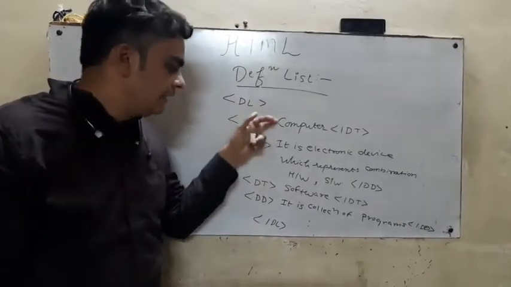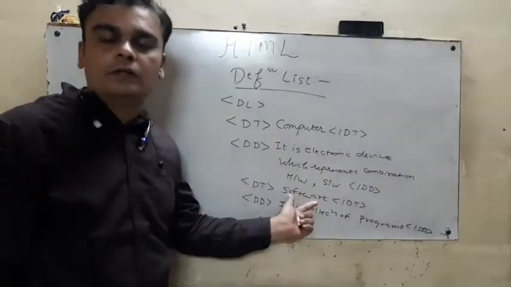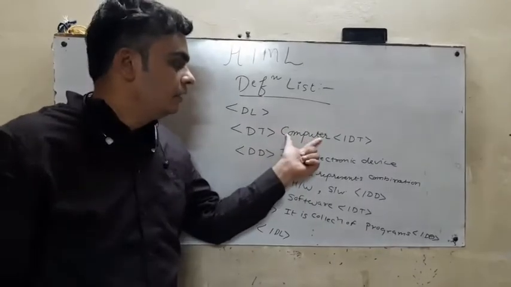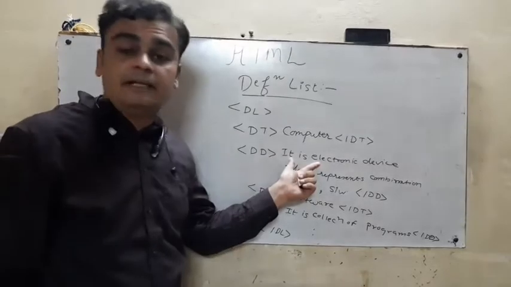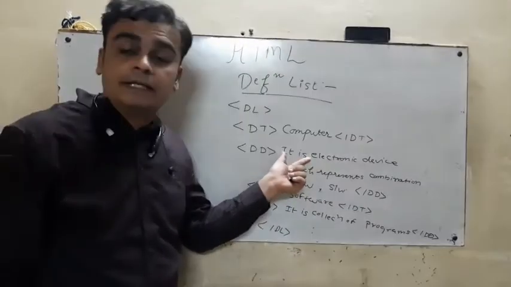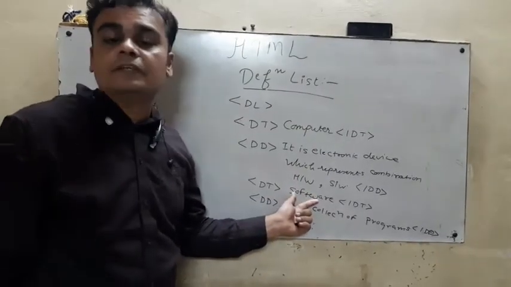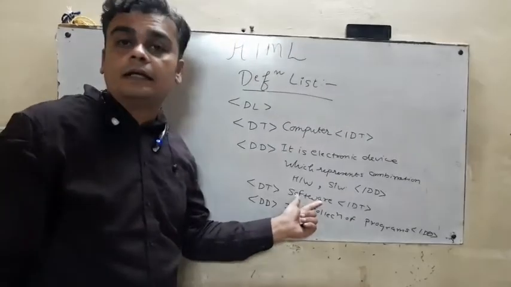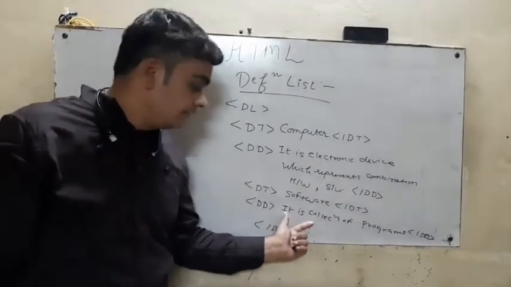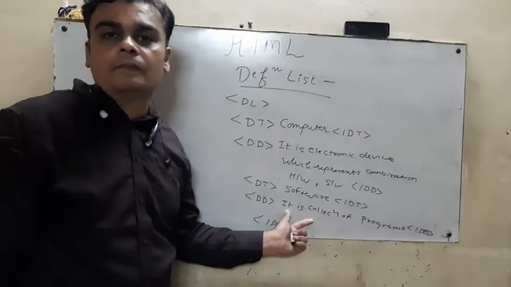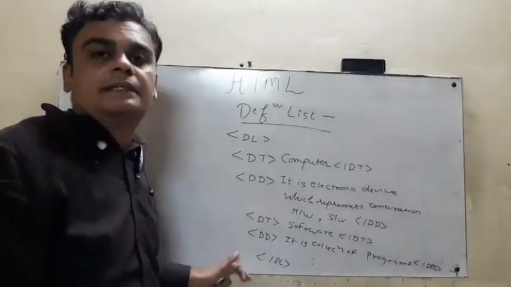So in this example, I have used two different definitions, computer and software. So what happens in my web page, it will display the computer word, and in the next line, paragraph-wise, it will display the definition of this computer. Again on the next line it will display software, and on its next line it will display the definition of software. So this is the example related with the definition list tag.